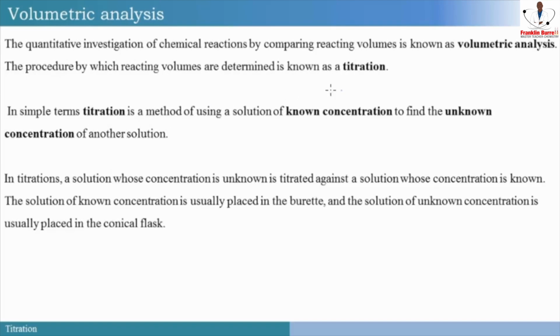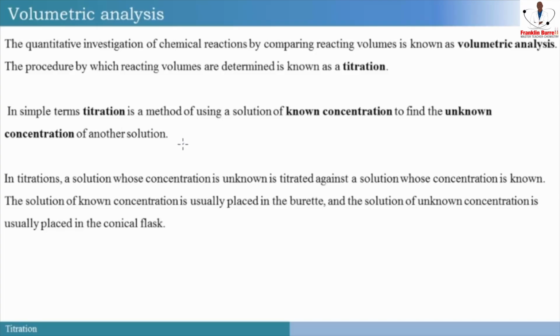Volumetric analysis is a quantitative investigation of chemical reactions by comparing reacting volumes. Now, this is known as volumetric analysis. The procedure by which reacting volumes are determined is known as titration. What is titration? In simple terms, titration is a method of using a solution of known concentration, called a standard solution, to find the unknown concentration of another solution.